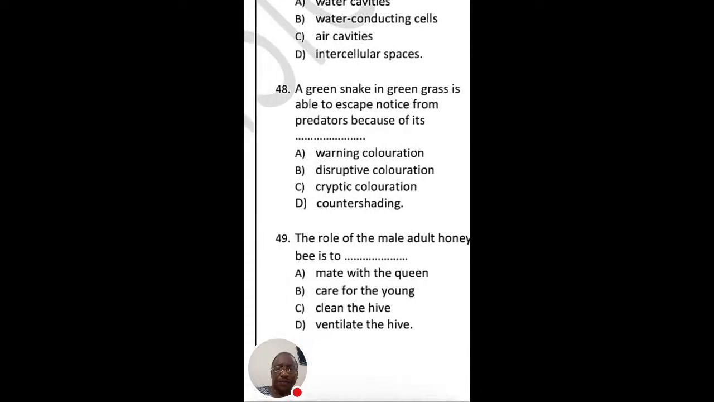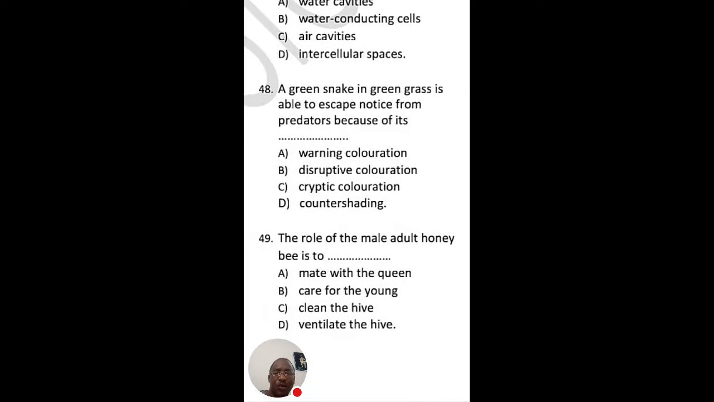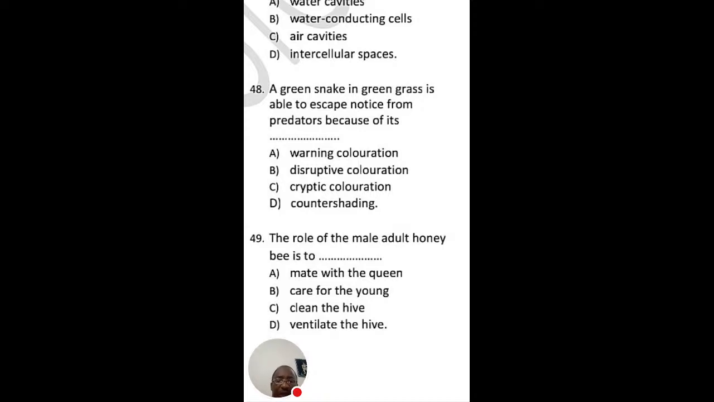Number 49. The role of the male adult honeybee is A, mate the queen, care for the young, clean the hives, ventilate the hive. The correct answer is to mate the queen. If you don't understand social insects, you will not understand this question, because in the hive of the bee, there is the queen, which is a female.